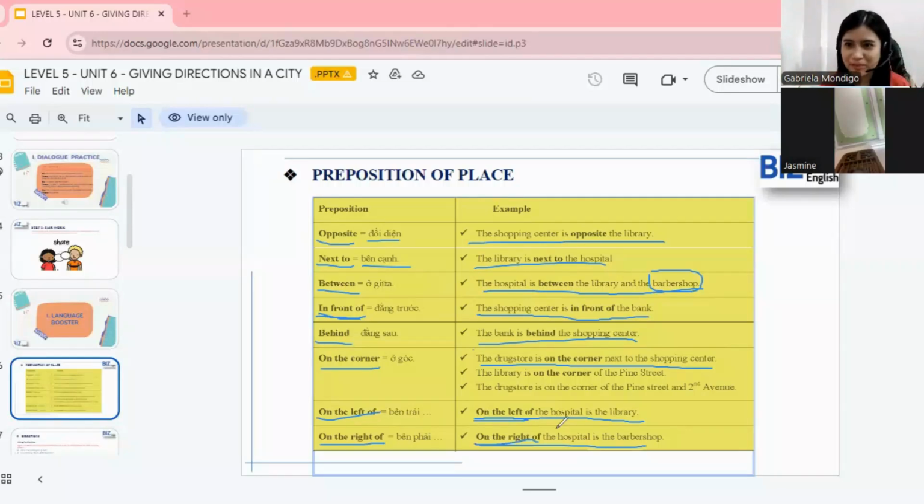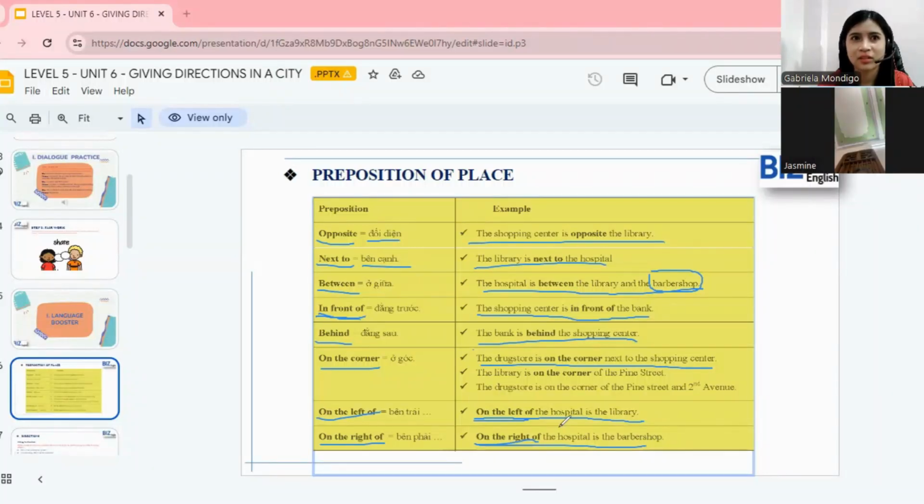For example, I'm the school. On the left side of the school, can you give me a place? Hospital. Okay, very good. On the left of the school is the hospital. So on my left side, we have to turn left to go to the hospital.